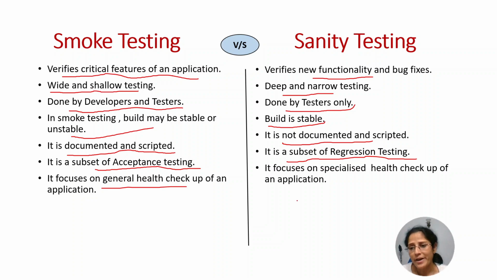Coming to sanity testing, it focuses on a specialized health checkup. That means we will not be checking the entire application. Specialized health checkup means we take a particular component, and with that particular component we do all kinds of testing. That is why it is called a specialized health checkup. So these are the differences between smoke testing and sanity testing.